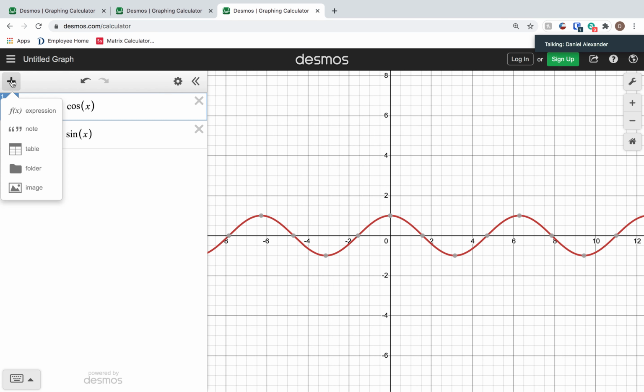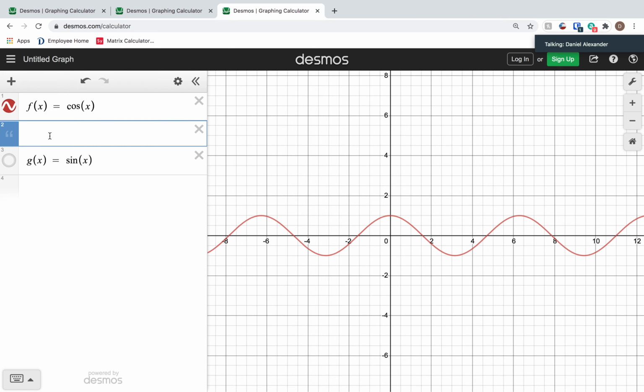So here I'm going to add a little comment. The way we find the period is, notice that we start at 0, 1, right here, and then we come back to that at 2 pi, 1. So we go from 0, 1 to 2 pi, 1. That's one cycle.